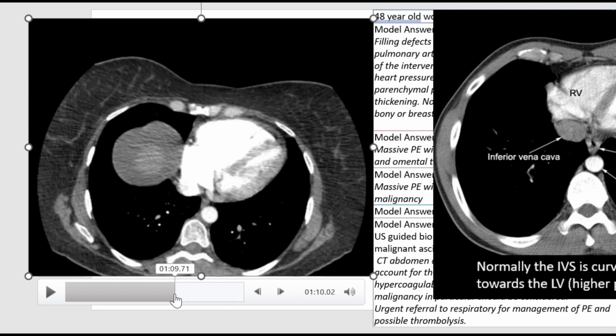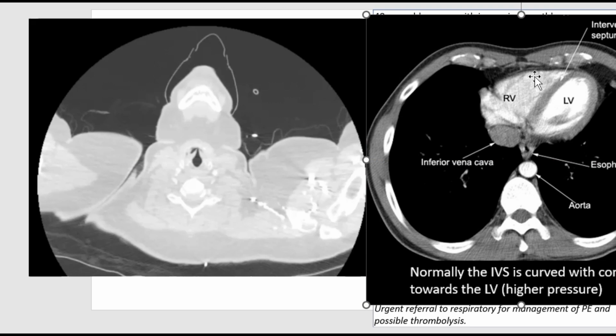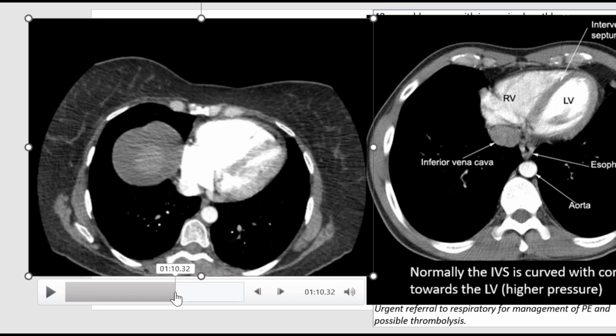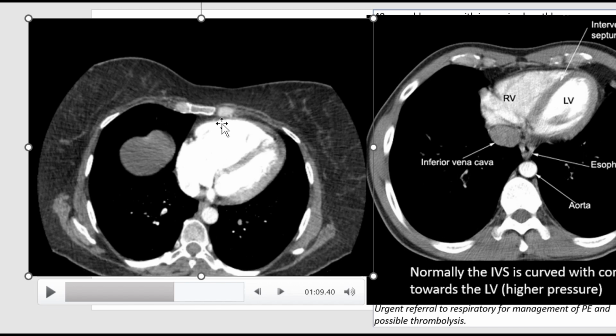So here, can you see the difference between the right ventricular diameter and the left ventricular diameter? The right ventricular diameter here is greater than the left ventricular diameter, which normally should be less than the left ventricular diameter. So the right ventricular diameter is greater than the left ventricular diameter.